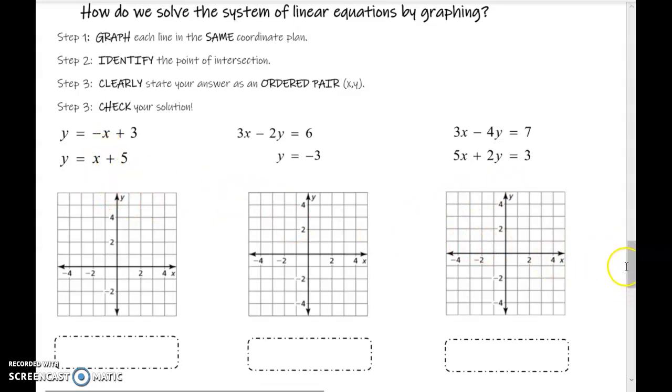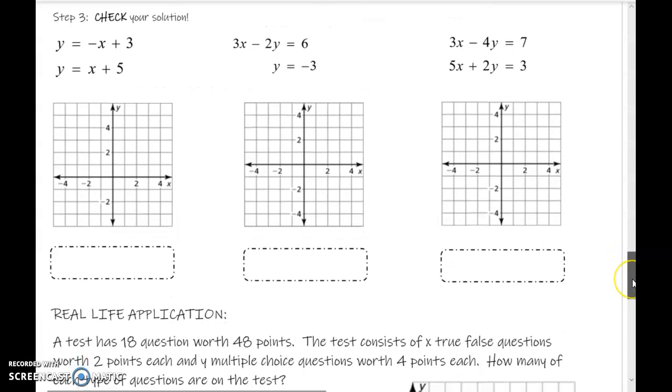Okay, so I'm going to scoot up just a little bit so I can graph a little easier. So for this first one, y equals -x plus 3. So my y-intercept, I always start with that, is +3. My slope is -1. So down 1 over 1, down 1 over 1, down 1 over 1. Then I'm going to connect that. Again, you're using a straight edge for this.